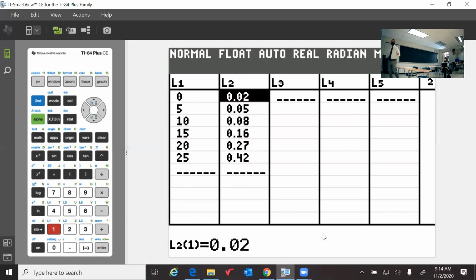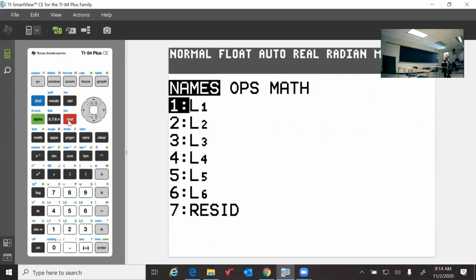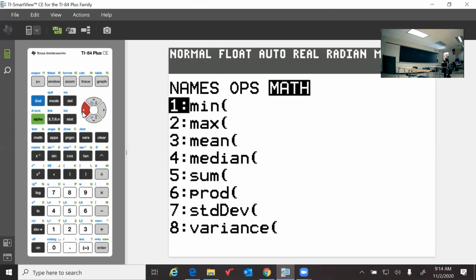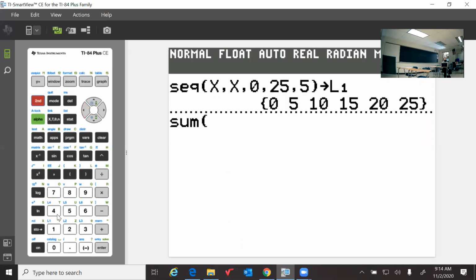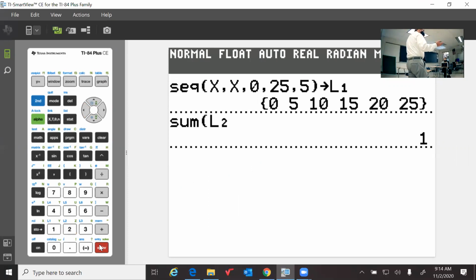Now, we want to make sure you didn't make a typo. Second quit, second stat, over to math, 5. What's the sum of list 2? Yeah, it better be 1, because if you have a typo and it's not 1, that's going to throw off your calculation. So 1 means we've accounted for all the possible outcomes.